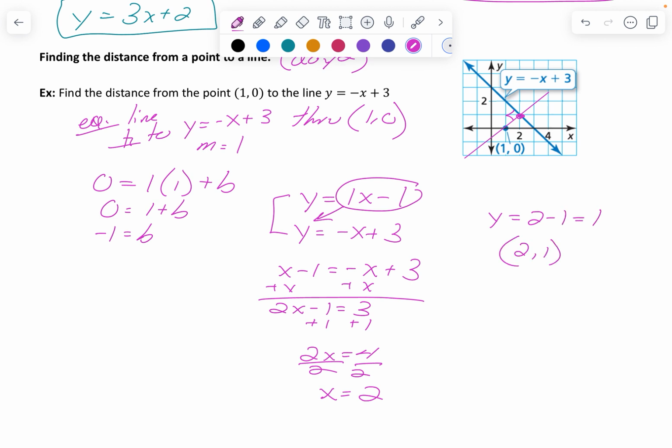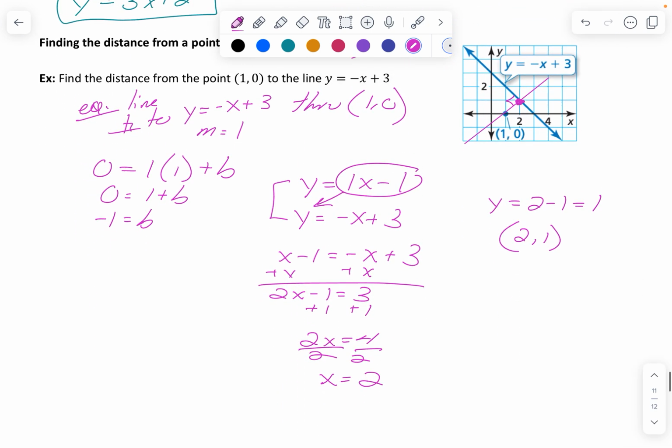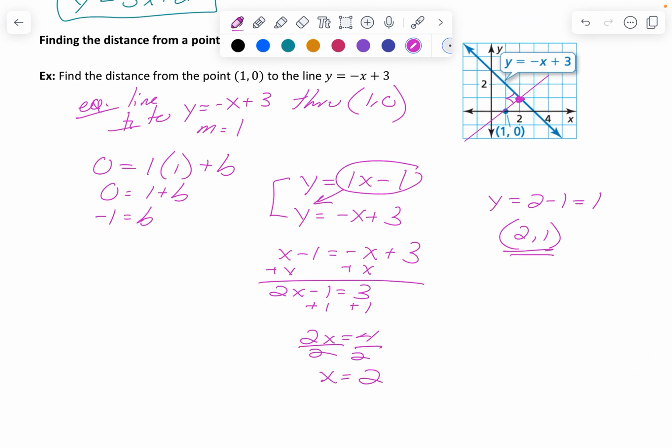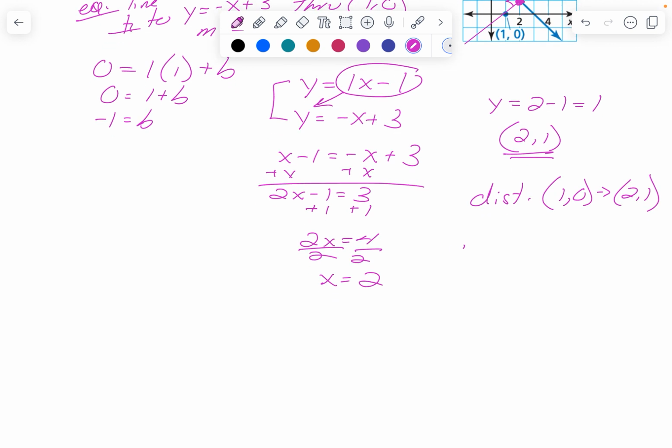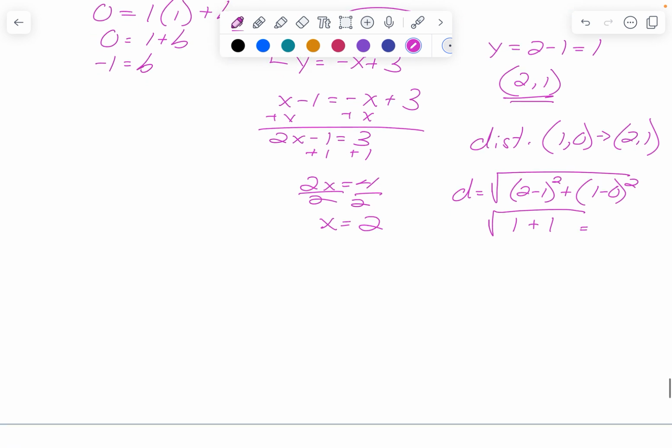Which is what we saw there, which is what we thought. But now we verified it. Okay, so now, finally, we want to find the distance from (1, 0) to (2, 1). To do that, d equals the square root of, subtract the x's squared plus subtract the y's squared. So this is the square root of 1 plus 1, or in other words, the square root of 2. So that is our answer.